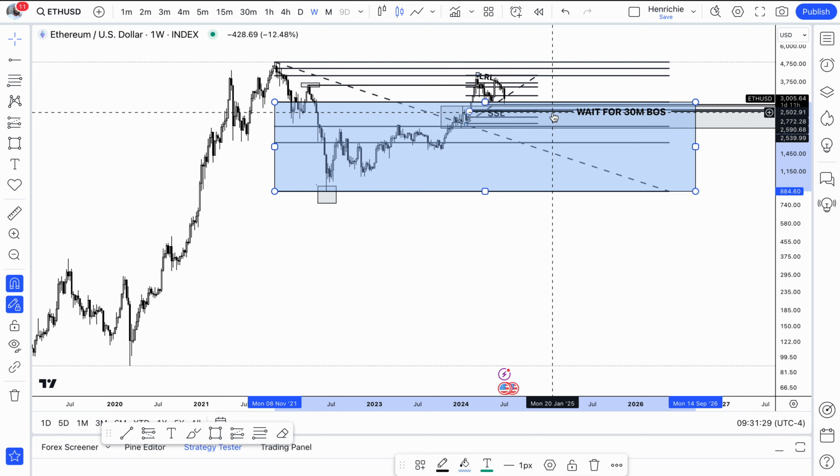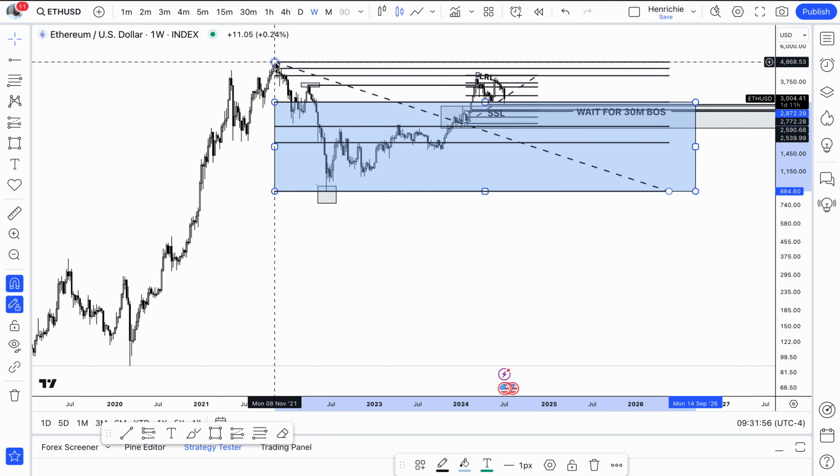So whenever Ethereum comes into this box, I can dollar cost average into the market. If I don't have the technical skills to start looking for a break of structure in the smaller time frame, and I don't have the time to do that, if I have a 9-to-5 job or I have kids to take care of or whatever engagement that I have, and I don't have the time and effort to learn technical analysis, this is what I would do.